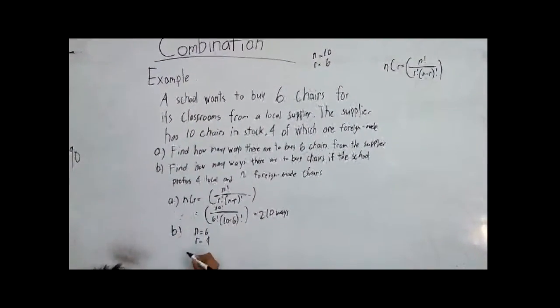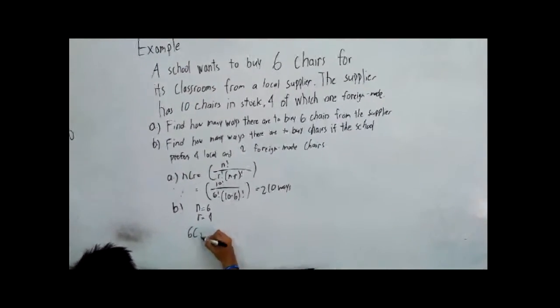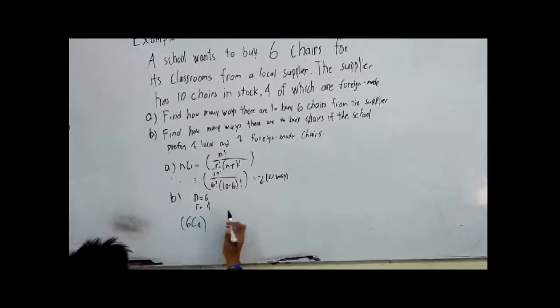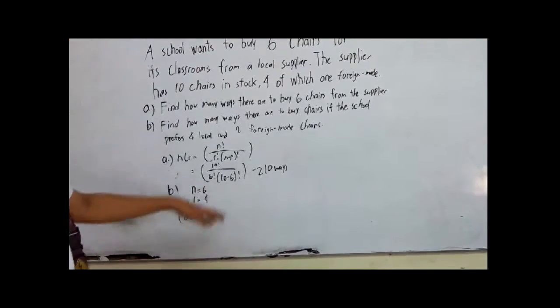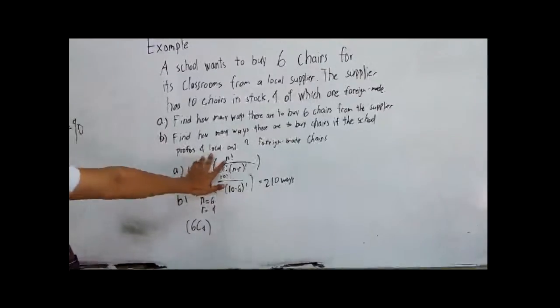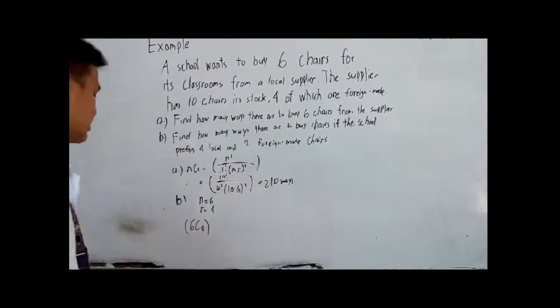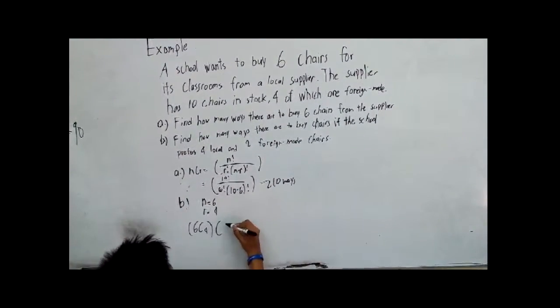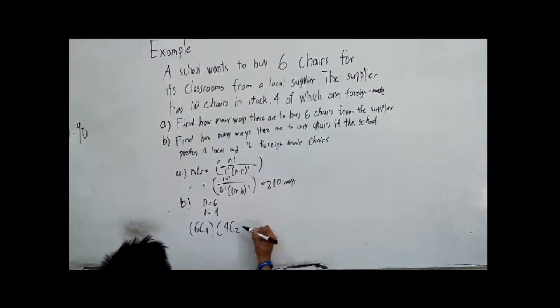So our solution is 6C4, multiplying it to the given for which this school prepares 4 local and 2 foreign made chairs. So 4 combination 2.